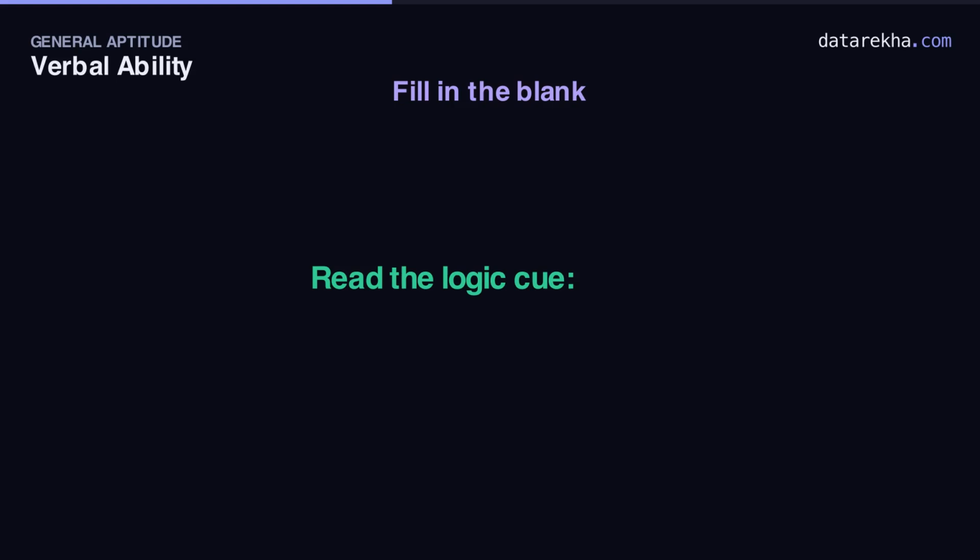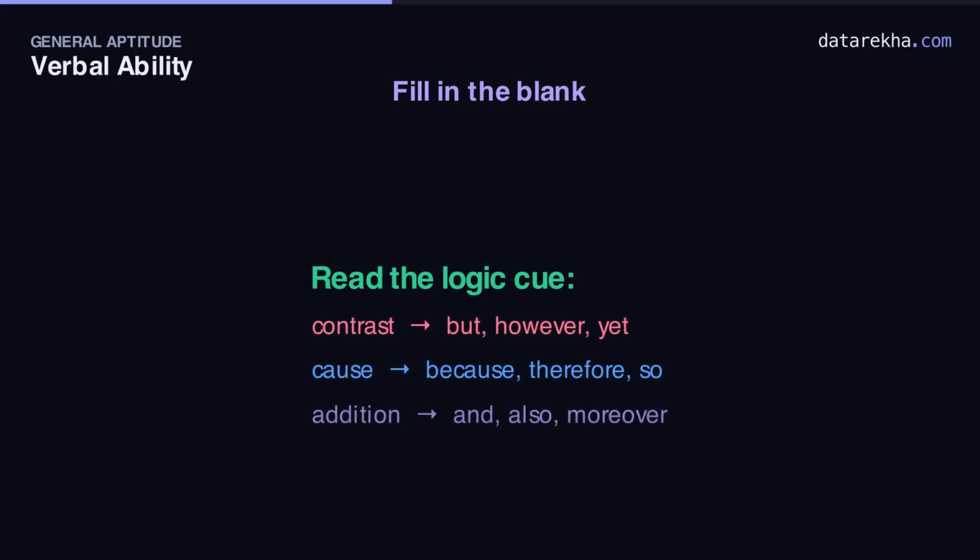Next shape. Fill in the blank. Here you don't guess a nice sounding word. You read the logic of the sentence and it tells you what must go in. Watch for the signpost words. Contrast words like but or however mean the two halves clash. Cause words like because or so mean one half drives the other. Addition words like and or moreover mean the second half piles on more of the same.